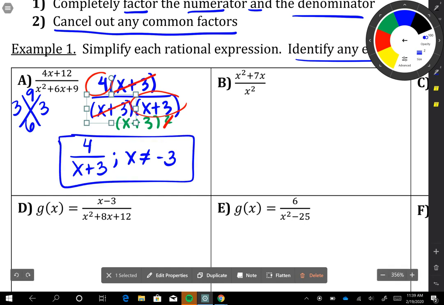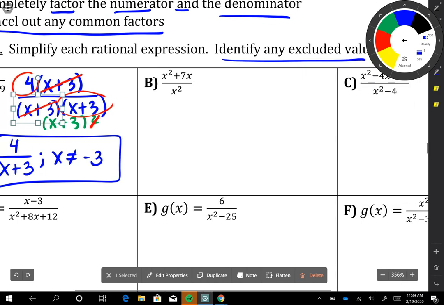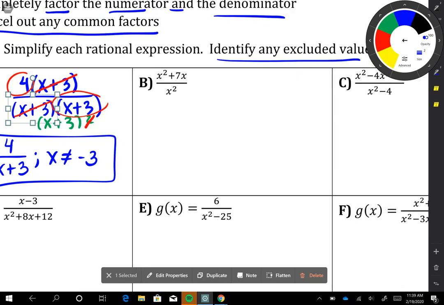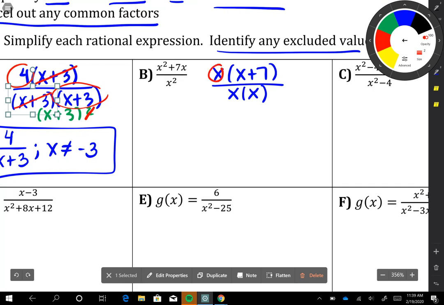Okie dokie, let's look at B. I have x squared plus 7x divided by x squared. So looking at x squared and 7x, I can take out an x, and I have left over x plus 7. X squared I can write as x times x, and you'll want to do that because you will see that this x and this x can cancel. Okay, so I'm left over with x plus 7, and that's over x.